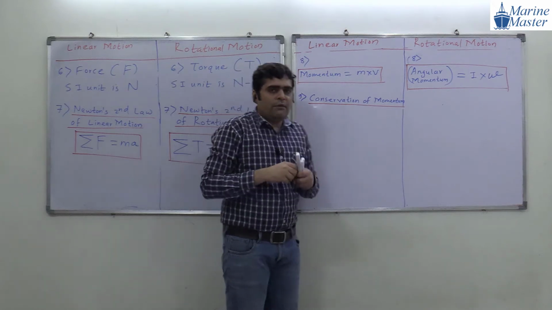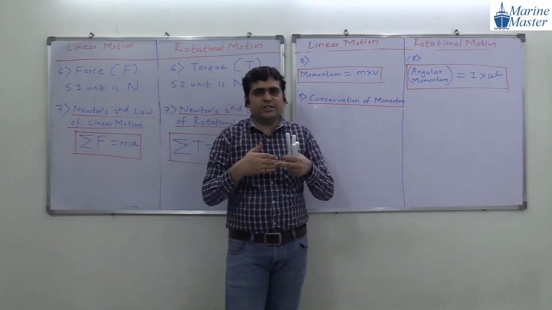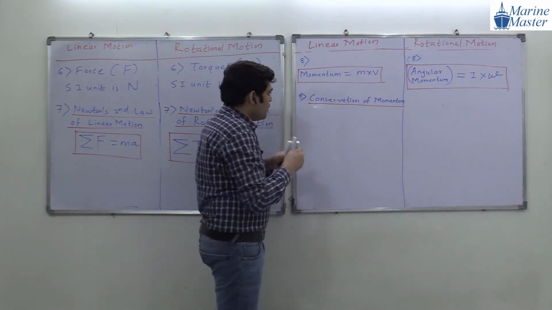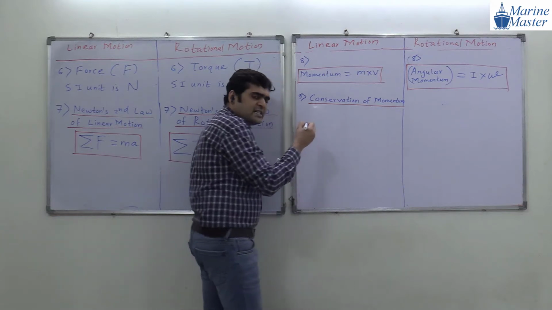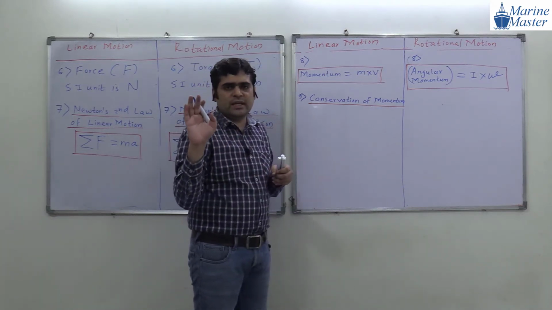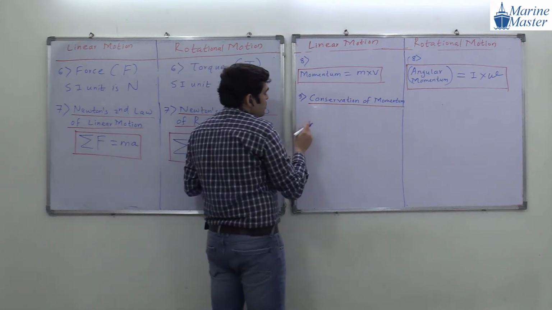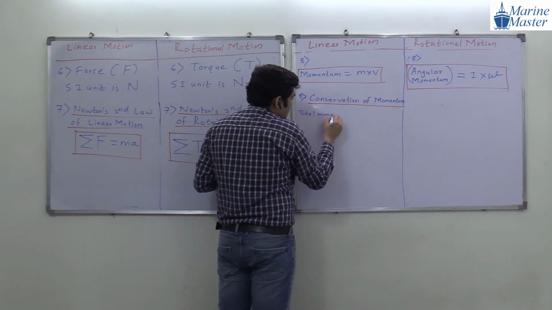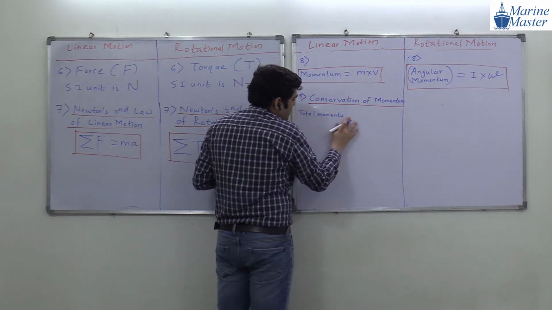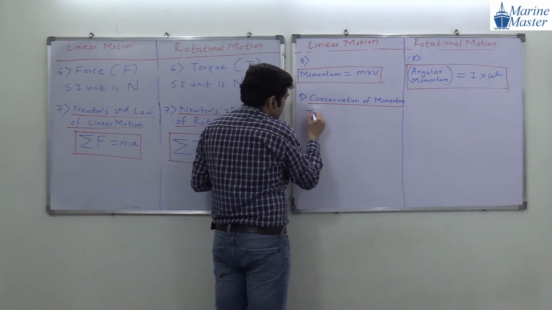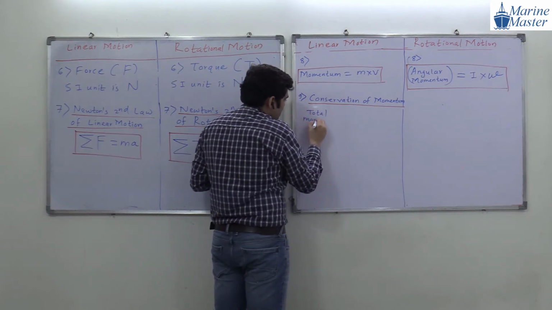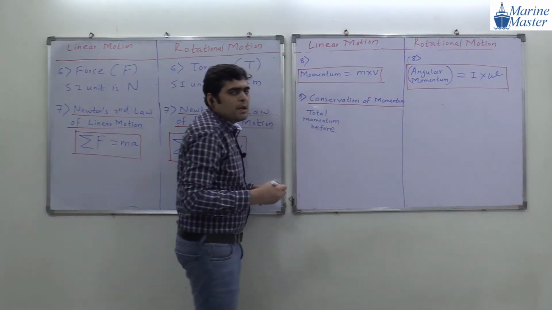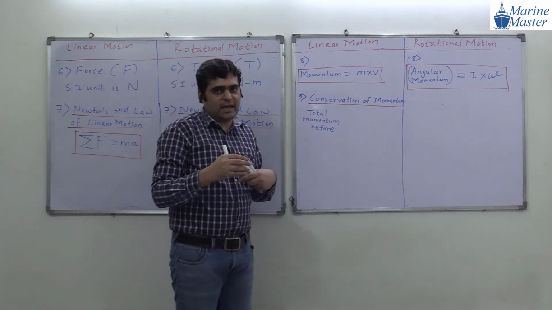See, whenever there is a linear motion, there will be a collision or strike, or two objects will collide. We studied this concept in our linear motion, but we have not used it there. So conservation of momentum means total momentum. Everyone try to see this concept. Total momentum before collision. Sometimes we may use the words collision, strike, impact. All have the same meaning.